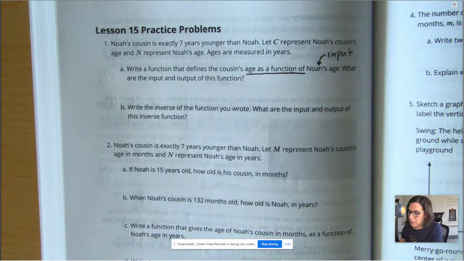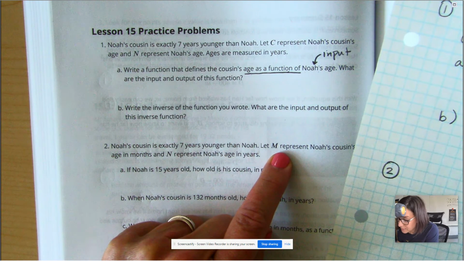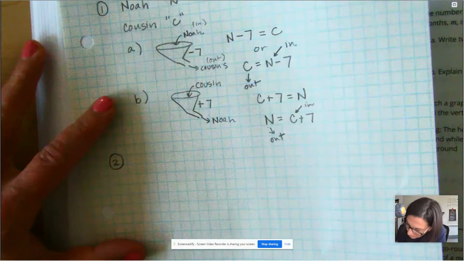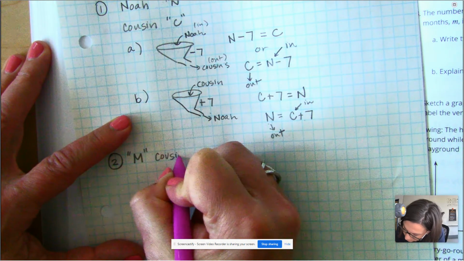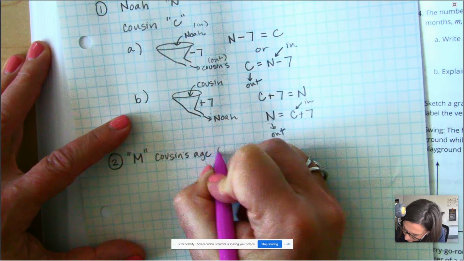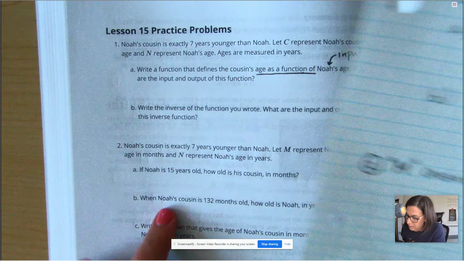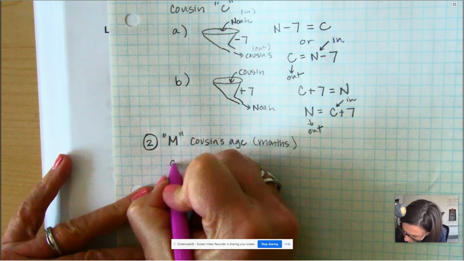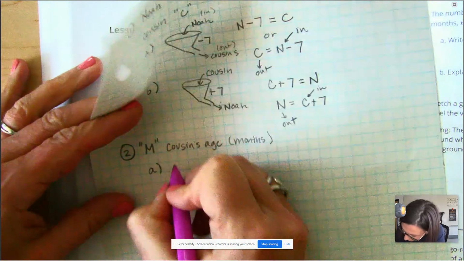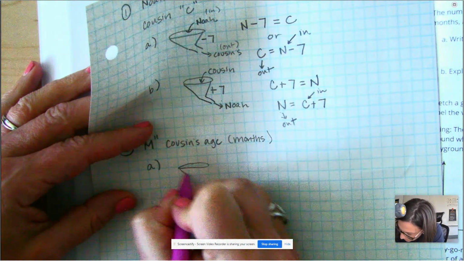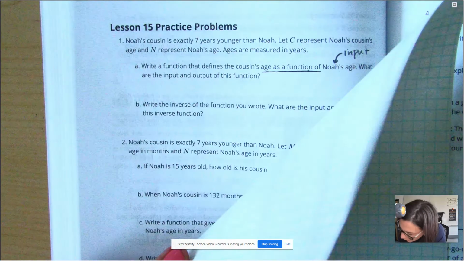Okay, number 2. Same prompt, but now we have this new letter, M. M is representing Noah's cousin's age in months. So M is the cousin's age, but this time we're measuring it in months versus the C that measured it in years. Let's do some calculations without any algebra. If Noah is 15, in goes 15. How old is this cousin?